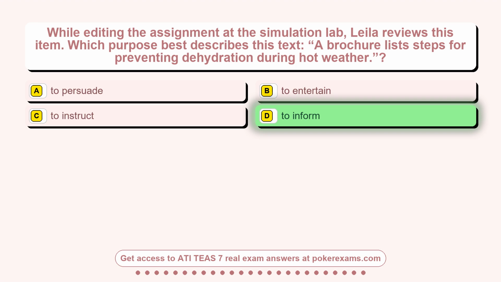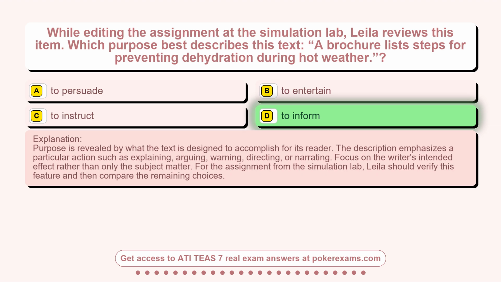Purpose is revealed by what the text is designed to accomplish for its reader. The description emphasizes a particular action such as explaining, arguing, warning, directing, or narrating. Focus on the writer's intended effect rather than only the subject matter. For the assignment from the simulation lab, Layla should verify this feature and then compare the remaining choices. Question 13.